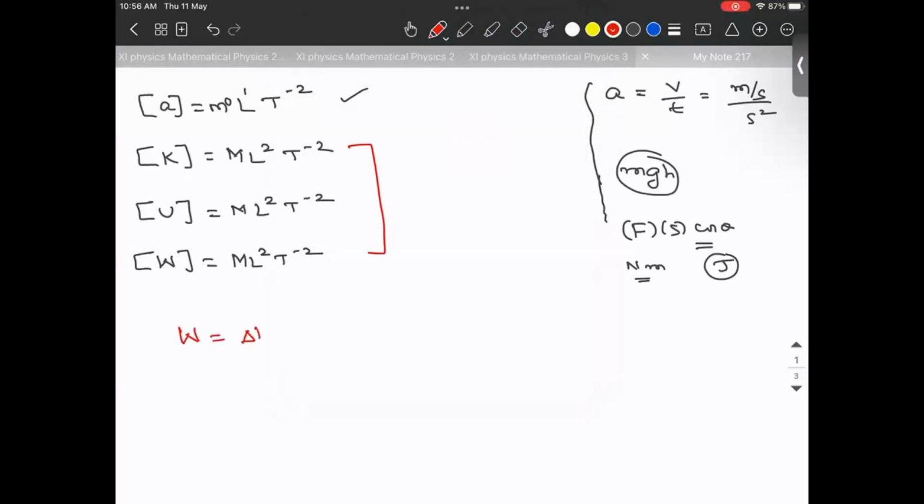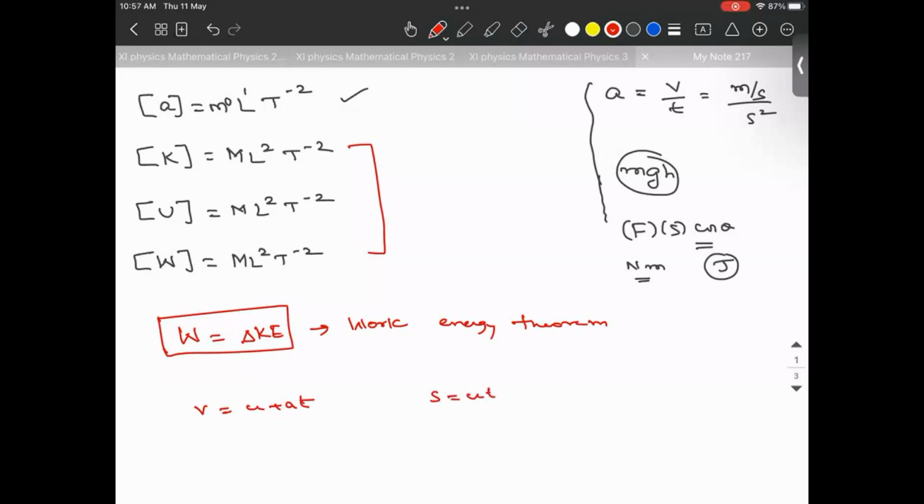work done is equal to change in kinetic energy. This is actually called as work energy theorem. What is it called as? It's called as work energy theorem. Similarly, if you have V is equal to U plus AT, you would have seen this also. I'm just telling you the equations which you already know. Similarly, you would have seen S is equal to UT plus half AT square.